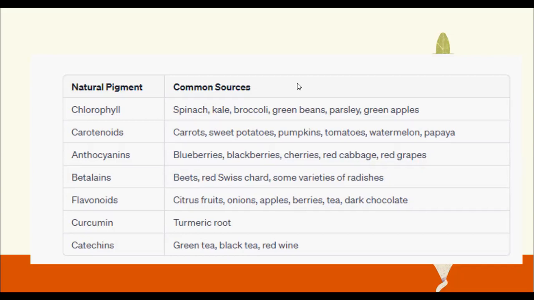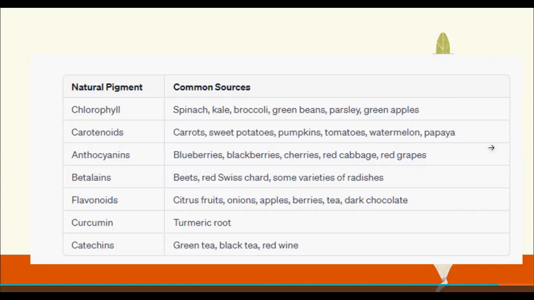Next comes flavonoids. Flavonoids are yellow. They are yellow plant pigments seen mostly in lemon, citrus fruits, apples, berries, and also found in dark chocolates, etc. So these are usually yellowish shades. Okay. Then comes turmeric, curcumin. Curcumin is a pigment found in turmeric and it's very famous, and I'm sure all of you must be knowing. Then comes catechins, mainly present in tea, green tea, black tea, red wines, etc.